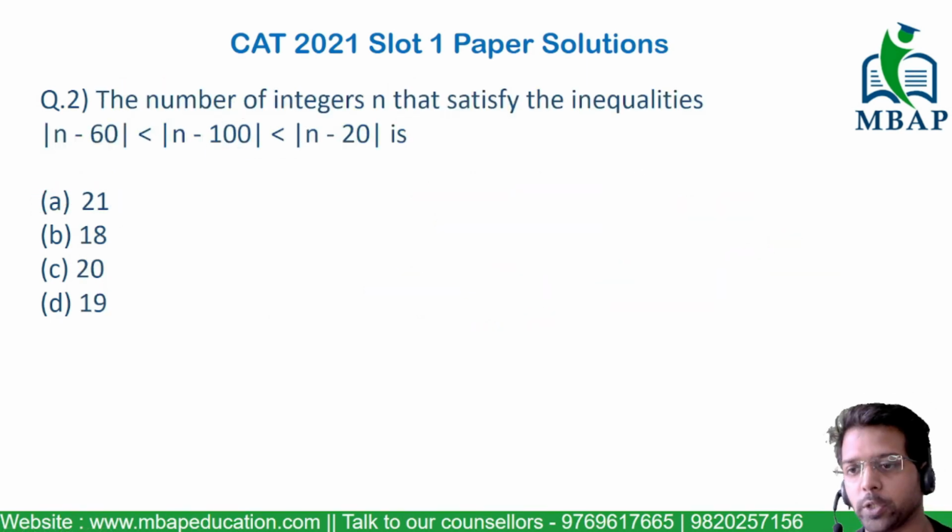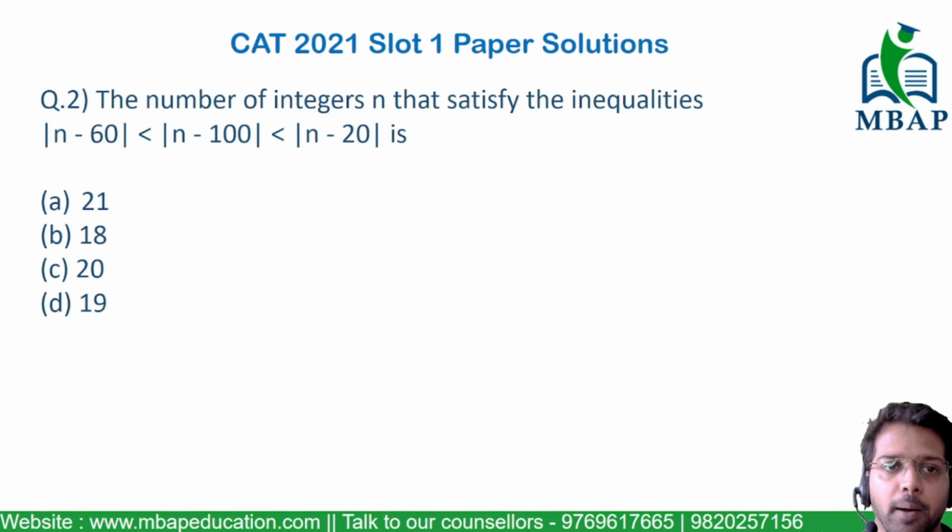Let's look at the next question. The next question says, the number of integers n that satisfies the inequality mod of n minus 60 is less than mod of n minus 100 is less than mod of n minus 20.